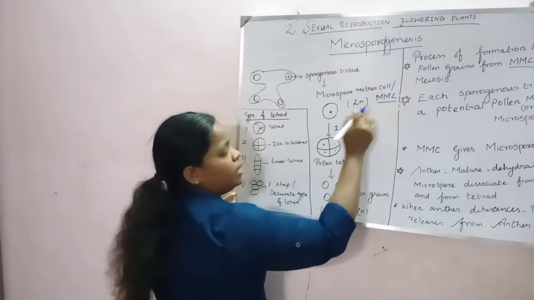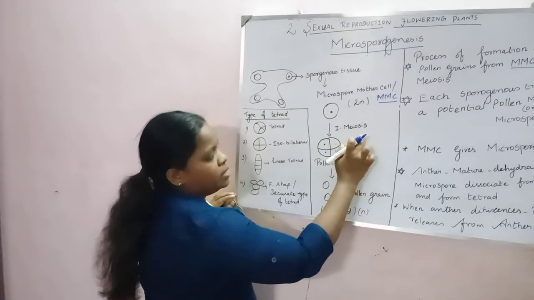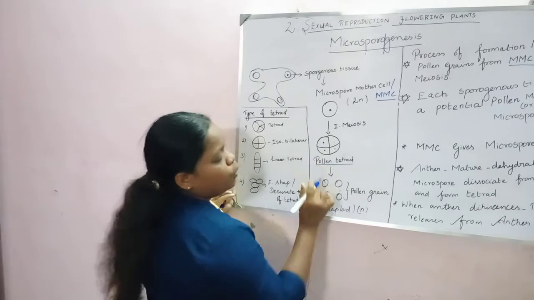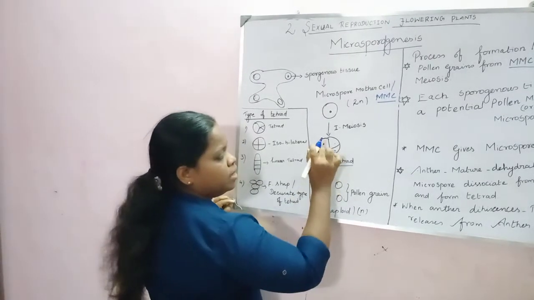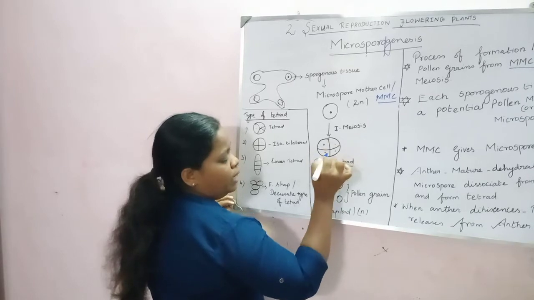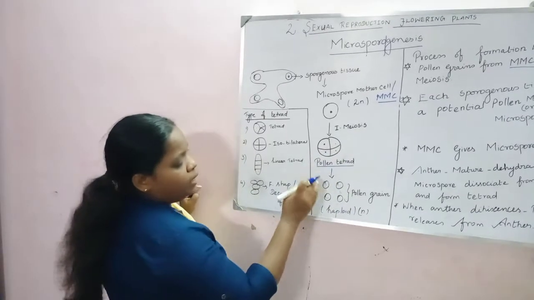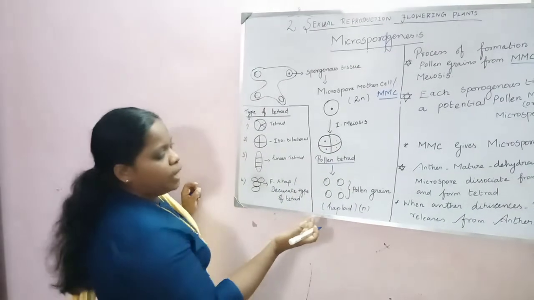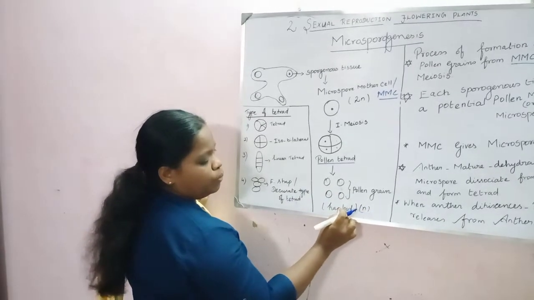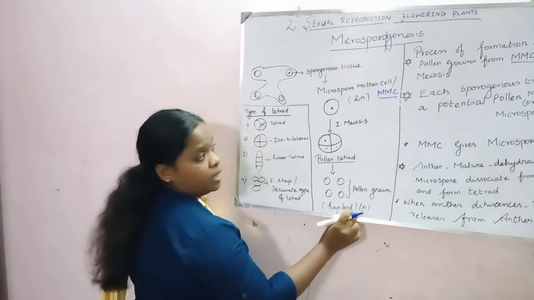This MMC undergoes meiotic cell division, then it forms a pollen tetrad, pollen grains in the form of a tetrad. Tetrad means four. Then the pollen tetrad is detached from the microsporangium and forms pollen grains. Now the pollen grains are haploid in nature.